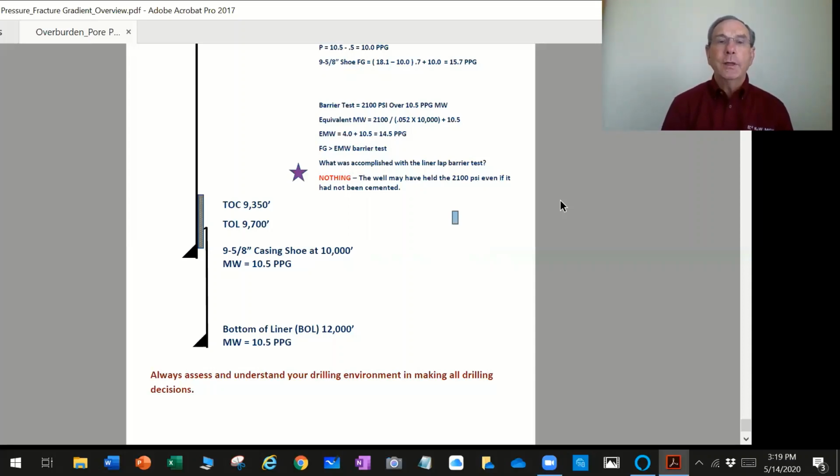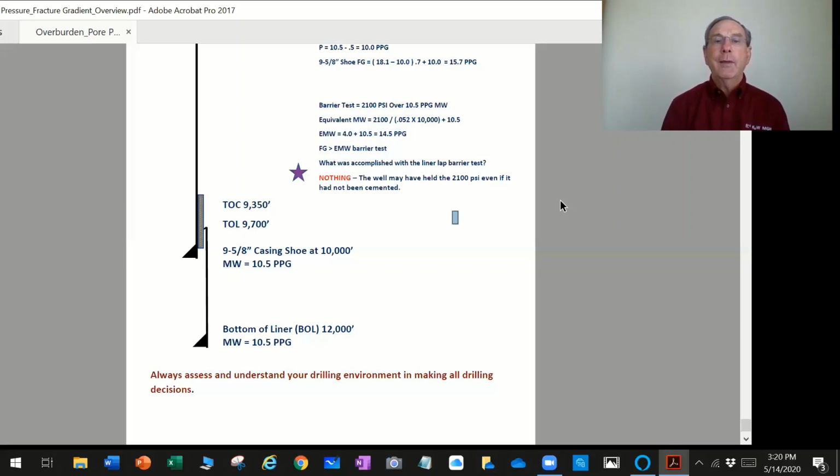So if I ask the question, what was accomplished with the liner lap barrier test, the correct answer would be absolutely nothing. The well actually may have held 2,100 psi over the 10.5 pound per gallon mud had it not even been cemented. If the fracture gradient is 15.7 and you only tested to an equivalent of 14.5, then whether you had even cemented the well or not, it may have held that as it did during what they thought was a right barrier test.